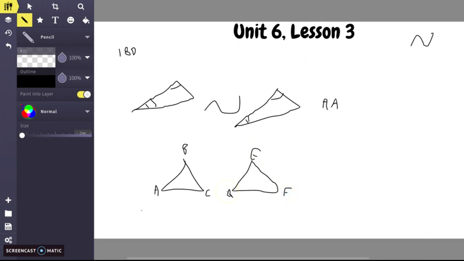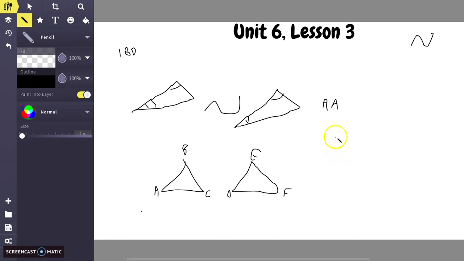Now, we already learned that if all of the sides are equal, side-side-side, that means the triangles are congruent. But there's something about three sides that can mean it's similar also. So here's what I mean by this. If the ratios of all the side lengths are equal, then we know that the triangles are similar, but not necessarily congruent.